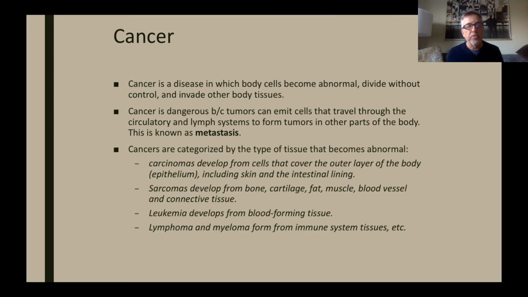I don't know if you know this, but cancers are categorized by the type of tissue that becomes abnormal. So carcinomas develop from cells that cover the outer layer of the body, including the skin and the intestinal lining. Sarcomas develop from more internal tissue, the bone, the cartilage, the fat, the muscle, the blood vessels, and connective tissues. Leukemia develops from blood-forming tissues. Lymphoma and myeloma from immune system tissues, etc., etc.